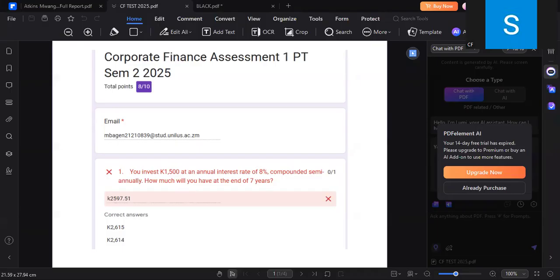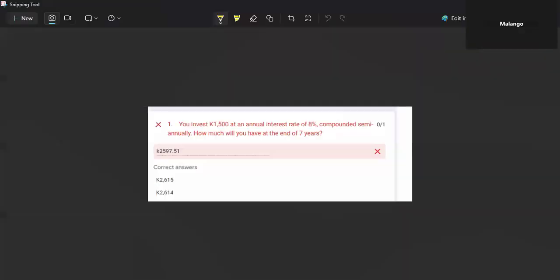Okay, what are we given in this case? Who wants to try? Let's identify what has been given. The present value, which is 1.5. The PV, which is 1.5. What else are we given? The interest rate, which is 8%. And then we have been given the time as well. Okay.